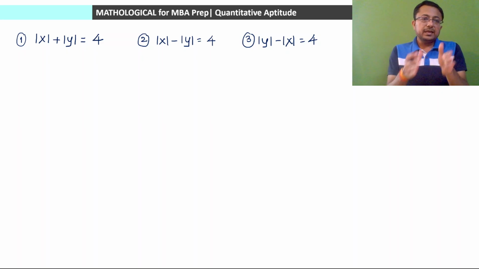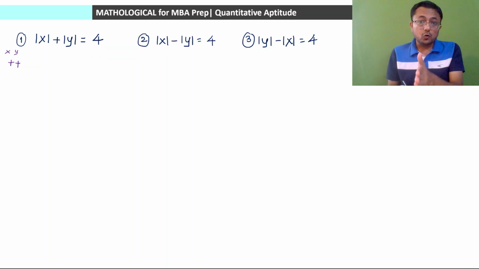One case could be that both x and y are positive. Second case could be x is positive, y is negative. Third case could be x is negative, y is positive, and last case when both x and y are negative. So when both are positive, in such a case, mod x will open with a positive sign, mod of y will also open with a positive sign. So the first equation will be x plus y is equal to 4.